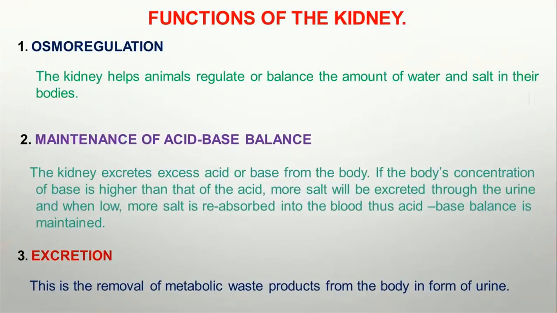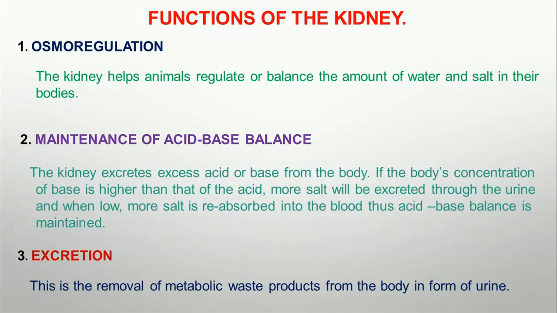So let's look at the functions of the kidney. 3 functions are mentioned here. The first one is called osmoregulation. The kidney helps animals regulate or balance the amount of water and salt in their bodies. The process by which animals are able to regulate or balance the amount of water and salt in their body is called osmoregulation. So when you have too much water in your body, your kidney will help you to remove the excess. When there is too much salt in the body, the kidney will remove the excess through urine.